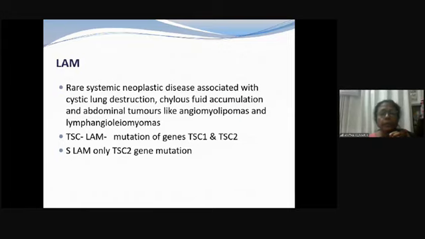We have mutations in the two genes, TSC1 and TSC2, in TSC LAM, whereas in sporadic LAM, there is only TSC2 gene mutation. These mutations are seen in all the cell lineages in TSC LAM, and therefore there is a vertical transmission. Whereas in sporadic LAM, this mutation is seen only in the neoplastic tissues which are present in the lung, lymph nodes, and the kidneys.